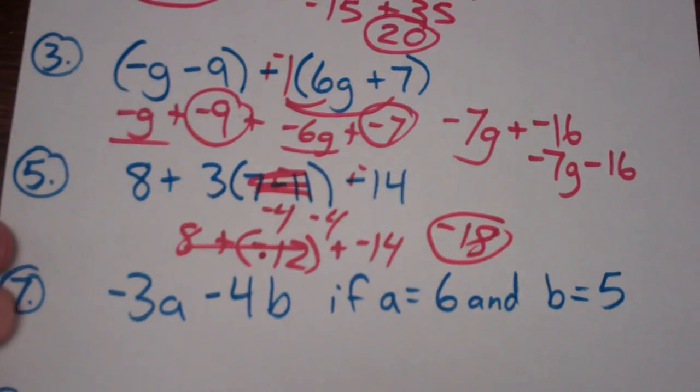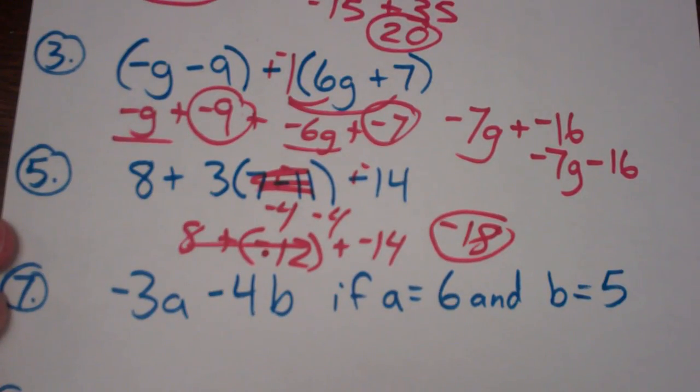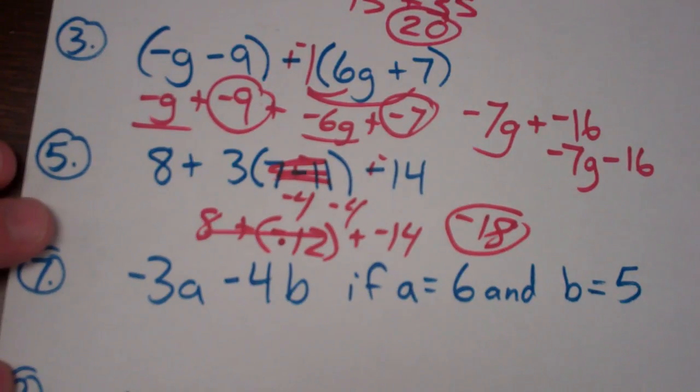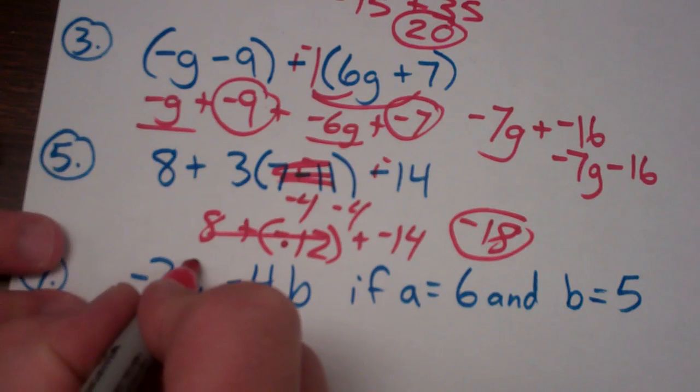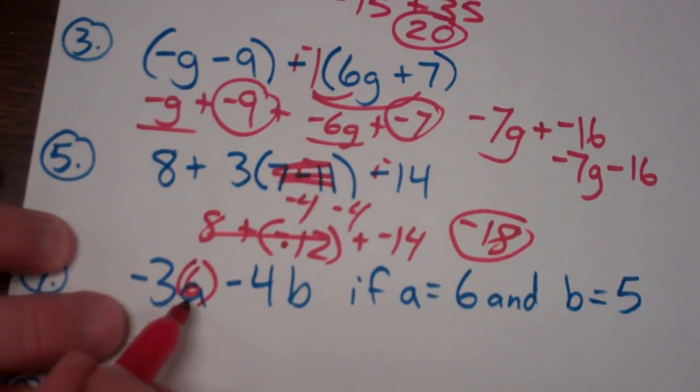negative 18. Next one says, what is the value of negative 3a minus 4b if a equals 6? Remember, this is really all you're doing, substituting, but make sure you put it in parentheses.